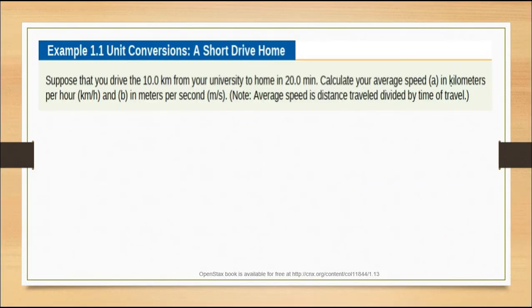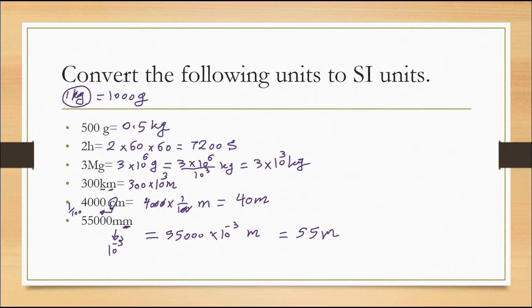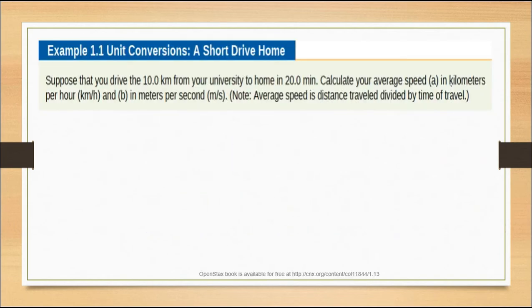Suppose that you drive 10 kilometers from university to home in 20 minutes. Calculate the average speed in kilometers per hour and meter per second. Meter per second is the SI unit. So average speed is distance over time. Distance was 10 kilometers divided by 20 minutes. So this is equal to 10 over 20, which is 0.5.